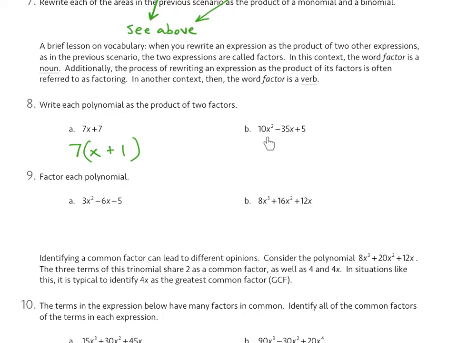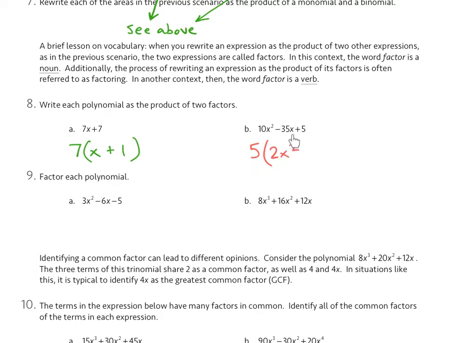Part B, 10x squared minus 35x plus 5. Each of these three terms is divisible by 5. So 5 is the common factor, the greatest common factor of all three terms. Now I can take one term at a time. I'll start with 10x squared. 5 times what equals 10x squared? 5 times 2 is 10, so 5 times 2x squared would be 10x squared.